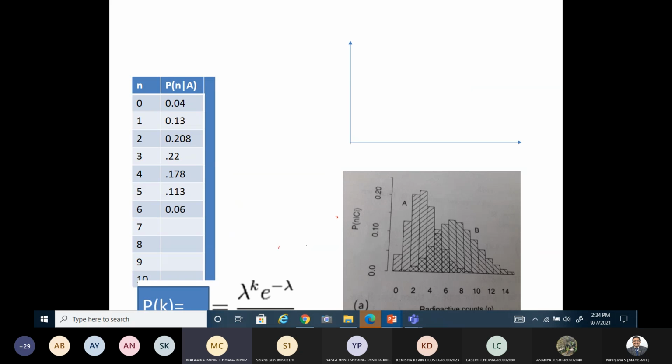Sir, I joined the class slightly late, so I think I might have missed this. Would you mind clarifying why it's the probability of n given A?